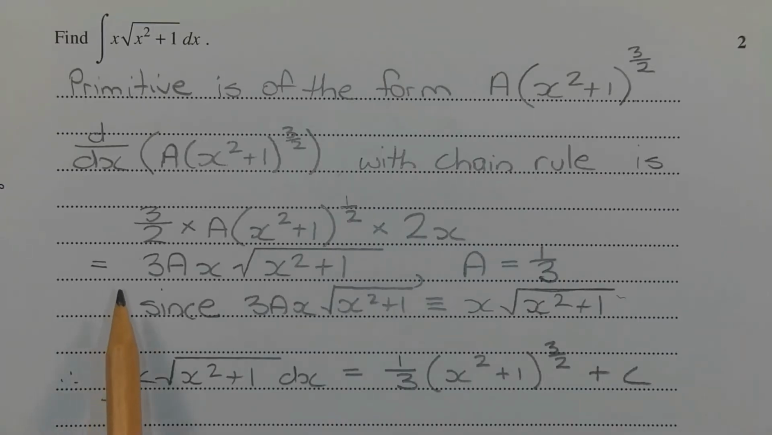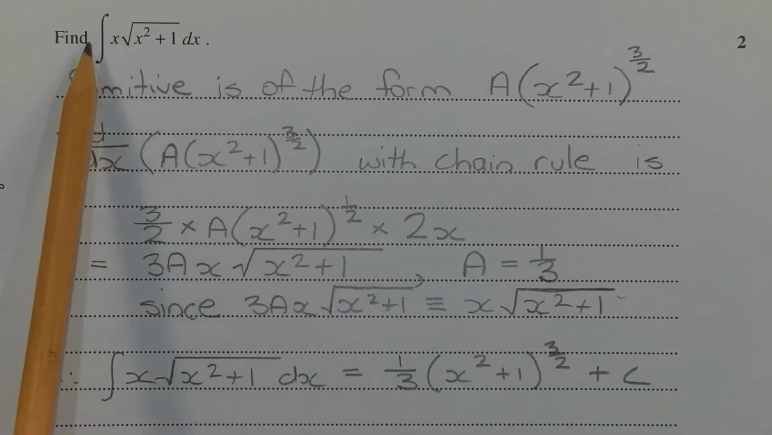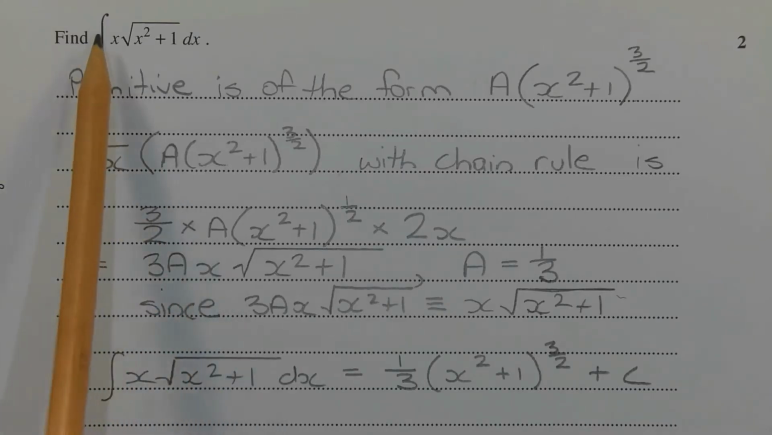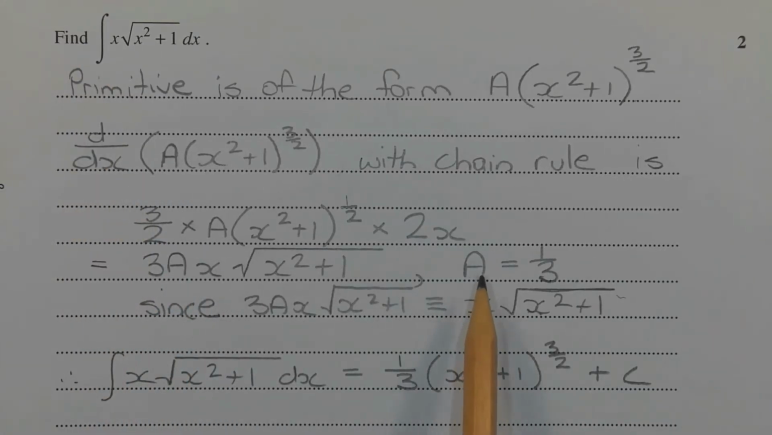Putting that all together, the derivative is 3 times a times x times the square root of x² + 1. Notice that it looks like the integrand. However, we just want x. We don't want 3 times a times x. So if we equate 3ax with x, the value of a must be 1/3, since 3 times a third is equal to 1, and that'll cancel out the 3a term.